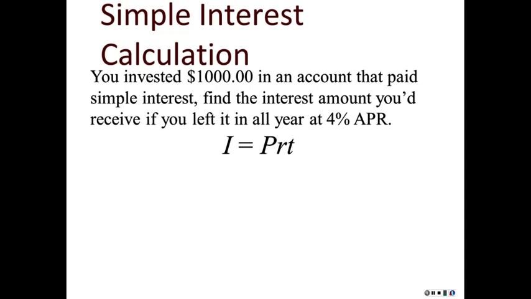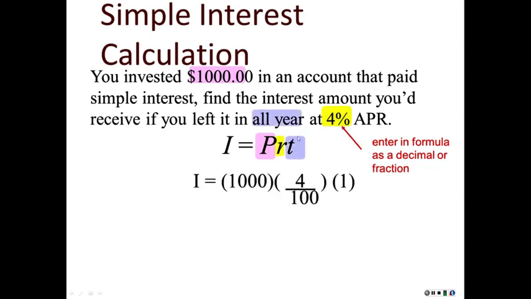What's my principal? What's the rate? 4%, which we'll write as 4 over 100 because I like to do fractions. And 1 year is just 1. How much did you get? 1,040, because my interest is going to be $40, right?